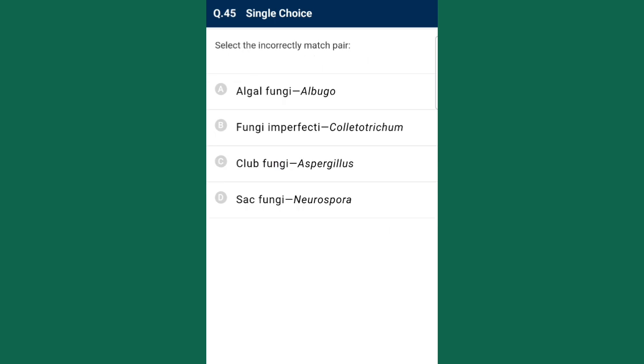Question number 45. Select the incorrectly matched pair. Algal fungi, example Albugo, that is correct. Fungi imperfecti, example Colletotrichum, that is correct. Club fungi, Aspergillus is given, that is the incorrectly matched one. Sac fungi, Neurospora, that is also correct. So the answer for this question is option C. Basidiomycetes are commonly called club fungi, examples Agaricus, Puccinia, smuts.